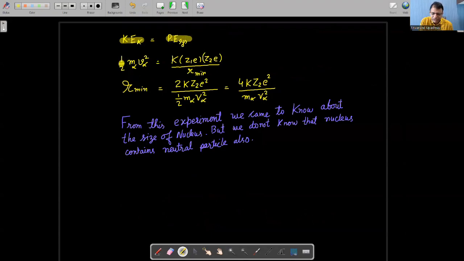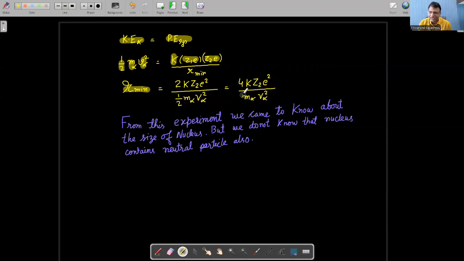Kinetic energy of the alpha particle is half into the mass of the alpha particle into the speed of the alpha particle whole square, and the potential energy is K Z1 Z2 e squared upon r, where this K is 1 upon 4 pi epsilon naught. Z1 into e is the charge on the alpha particle, and the value of Z1 is equal to 2. And this Z2 is related to the charge of the metal nucleus of the metal foil. If it is gold, Z2 will be 79. If we change that metal plate, the value of Z2 is going to change. So from here we calculate the minimum distance, and this distance tells us about the size of the nucleus. So from this experiment we can calculate the size of the nucleus.